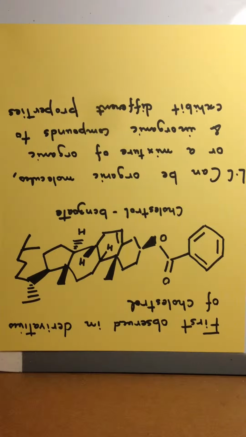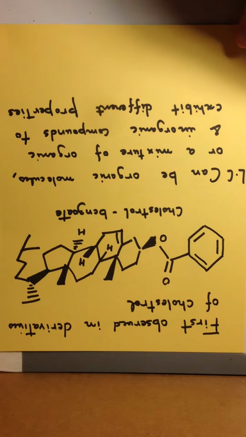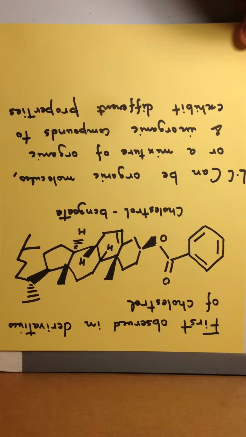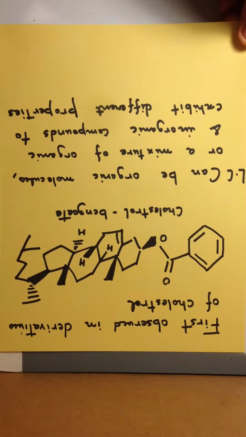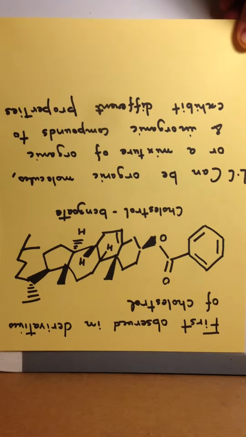Liquid crystals were first observed when scientists were studying derivatives of cholesterol, such as cholesterol benzoate. Again, liquid crystals can be organic molecules, however, in electronics, they're generally used in combination with other inorganic molecules to give a variety of properties.